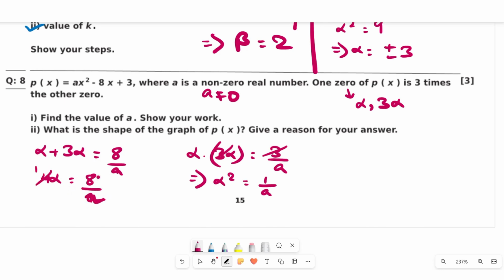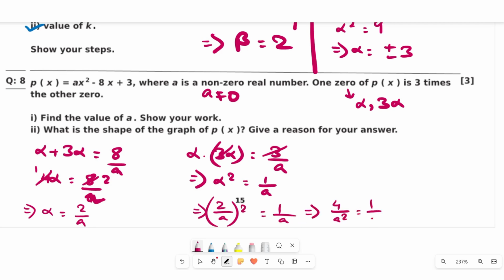So 4 ones are 4, 4 twos are 8. So that gives me alpha as 2 by a. Now substituting this value of alpha over here, so (2 by a) whole squared equals 1 by a. So that gives me 4 by a squared is equal to 1 by a. I can cancel a because a is not equal to 0. So which means a is equal to 4. So I had to find out the value of a. So found out, work completed.